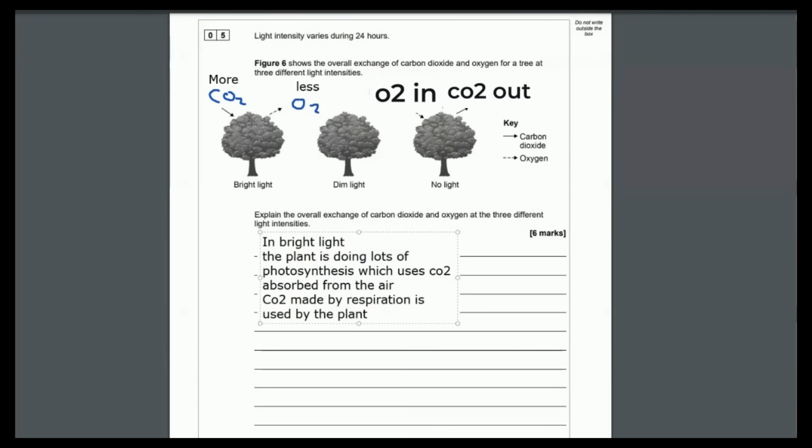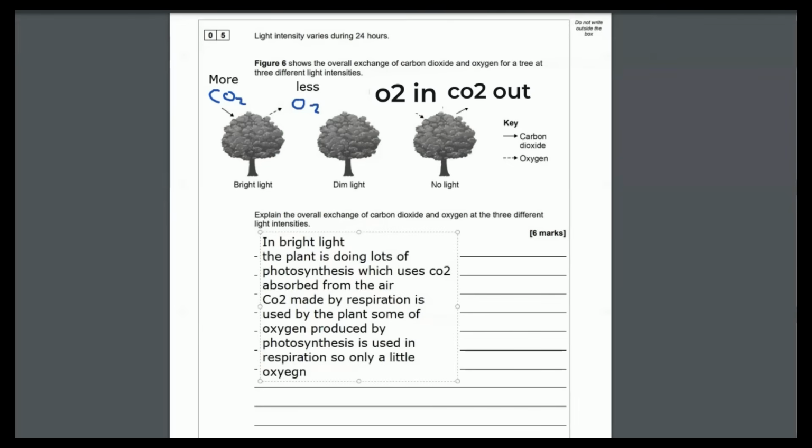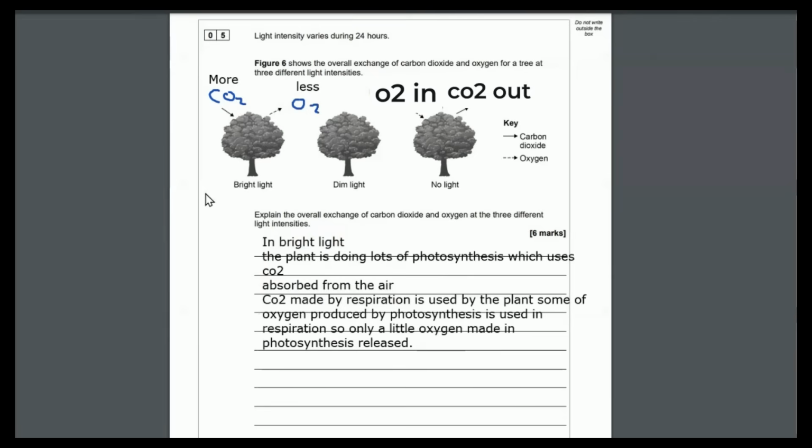The CO2 made by respiration is used by the plant for photosynthesis, so we don't really get any CO2 coming out. And there is some oxygen produced by photosynthesis, and some of that will be used in respiration. But overall, there might be a little bit more oxygen going out because we've got more photosynthesis than respiration happening in bright light. So, photosynthesis is happening at a higher rate than respiration in the bright light. But this was a difficult question.